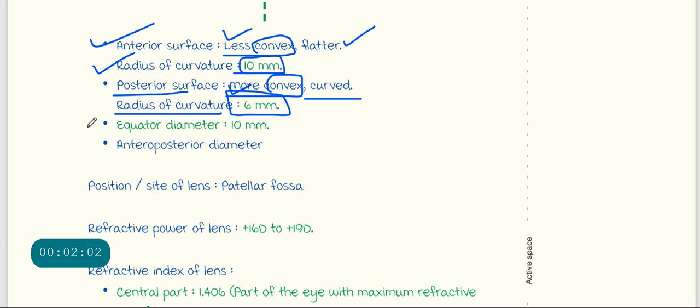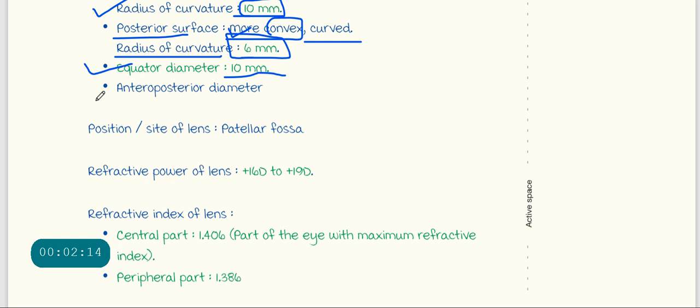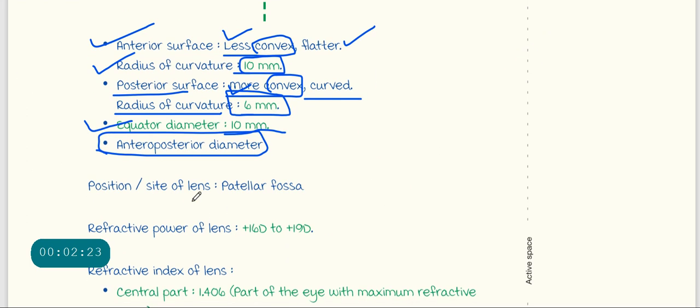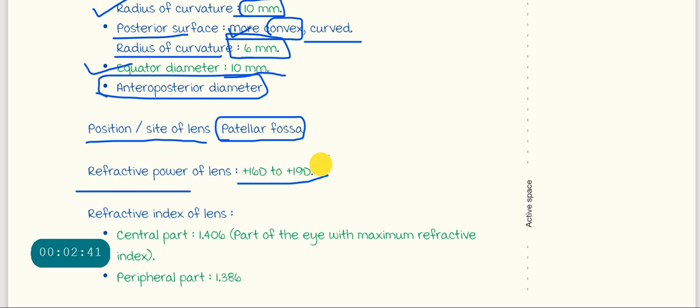Now the equatorial diameter is 10 mm. You can see over here the equator, its diameter is 10 mm. Now another thing, the anteroposterior diameter of the lens, what is it? The posterior side of the lens is also known as the patellar fossa. Now the refractive power of the lens is plus 16D to plus 19D.